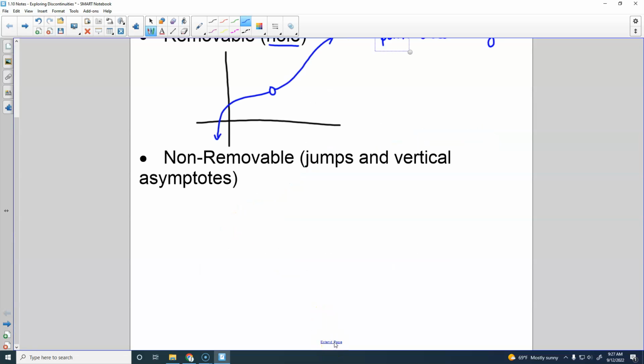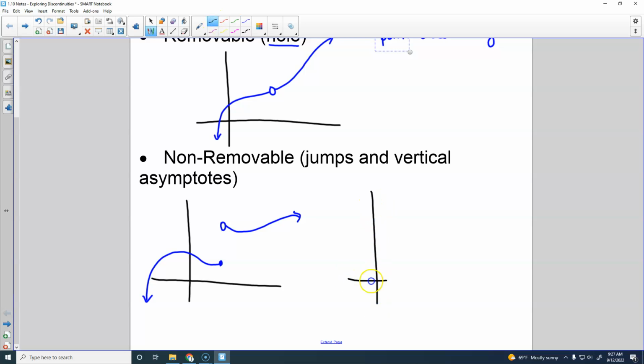Non-removable discontinuities can look a few different ways. In general, they're jumps or vertical asymptotes, or a combination of the two. So a jump in the graph would be something like this, where you are at one value and you jump up to another value. That would be a jump. It is considered non-removable because you can't fix it with one point, right?